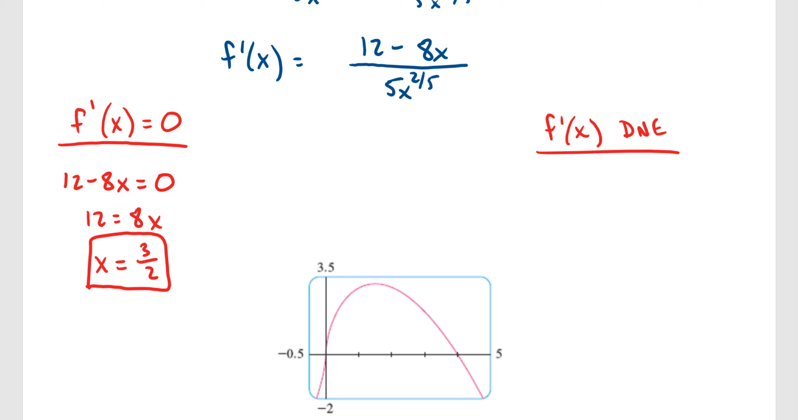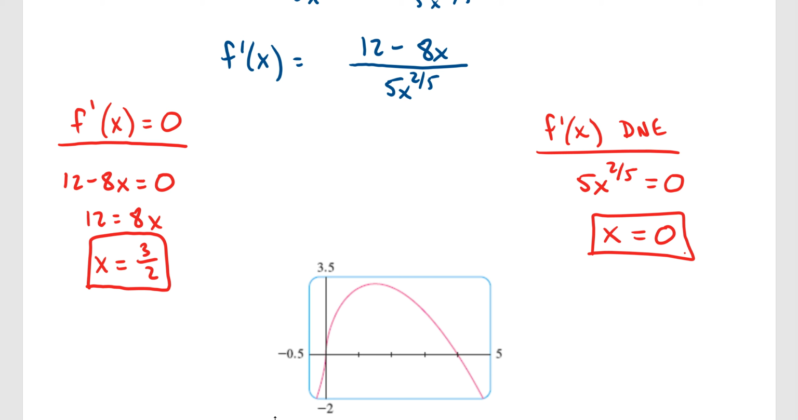Now to find when the derivative does not exist. This particular derivative will not exist when the denominator equals 0. So we set the denominator equal to 0 for this one. And you could divide both sides by 5 and then raise both sides to the 5/2 power. But hopefully you can tell by looking at it, if you do all that work, you're still going to get x equals 0.